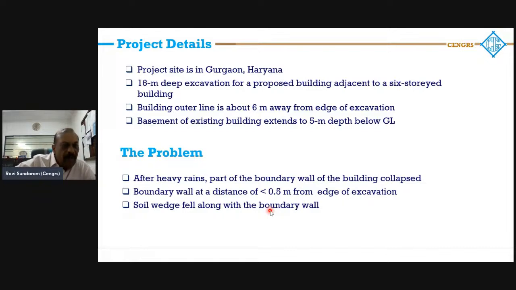The problem was that after heavy rains, part of the boundary wall of the building collapsed. And the boundary wall was at a distance of less than half a meter from the edge of the excavation. A soil wedge fell along with the boundary wall.